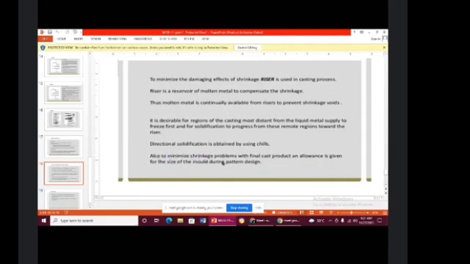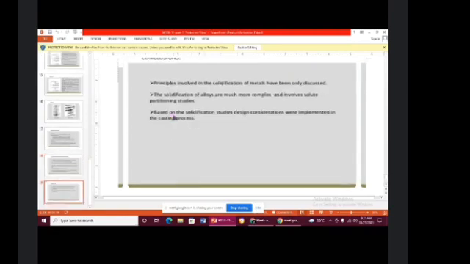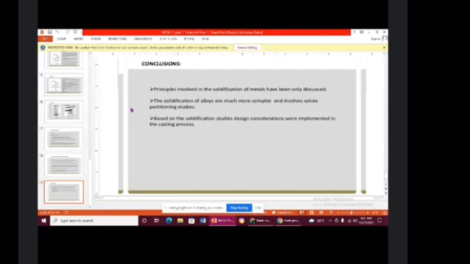Also, to minimize shrinkage problems in the final cast product, allowance is given for the size of the mold during pattern design. So, in conclusion of this report, first, the principles involved in the solidification of metals have been discussed. Second, the solidification of alloys is much more complex and involves solute partitioning. Third and lastly, based on the solidification studies, design considerations were implemented in the casting process.